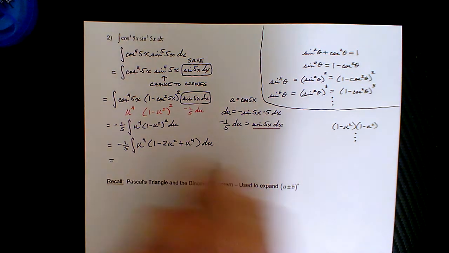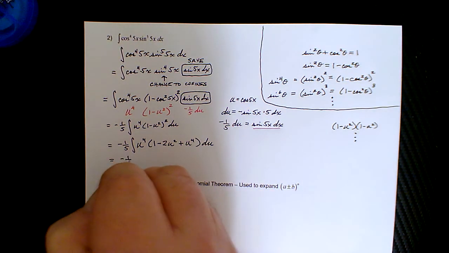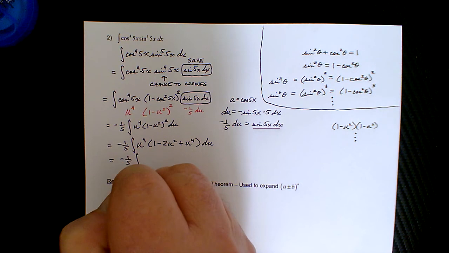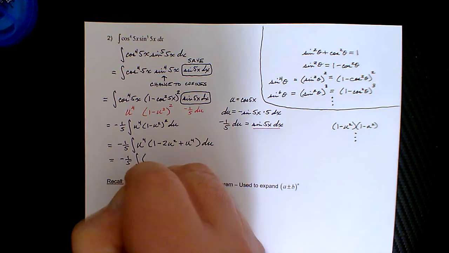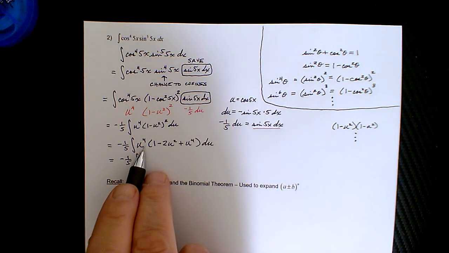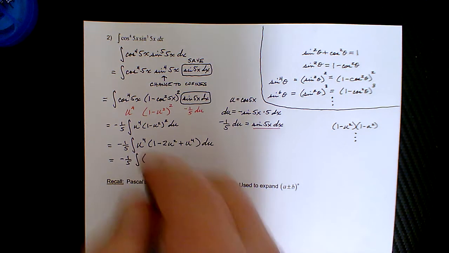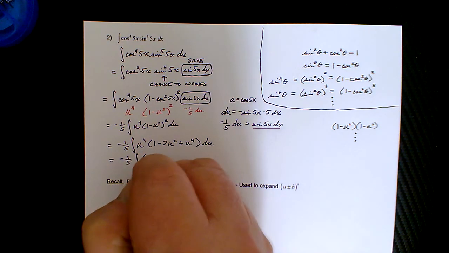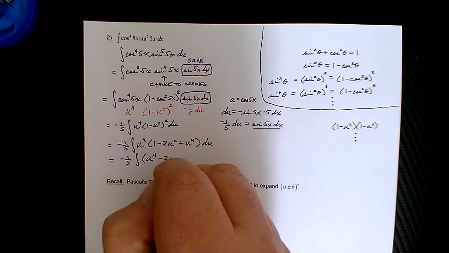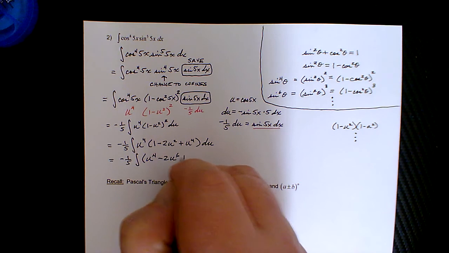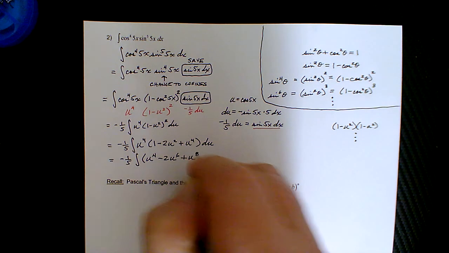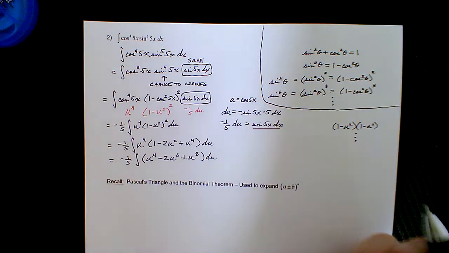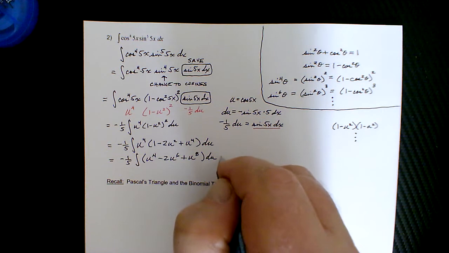Integrating now, not integrating yet, because you have to have a sum or difference of terms of the form u to the n. But now at this point, we can distribute. So u to the fourth is distributed, u to the fourth minus 2u to the sixth plus u to the eighth, all with respect to u. Okay, now we can integrate.